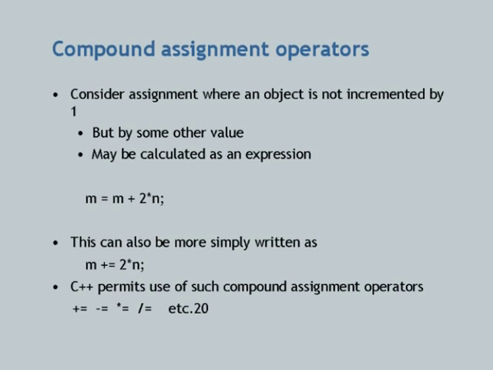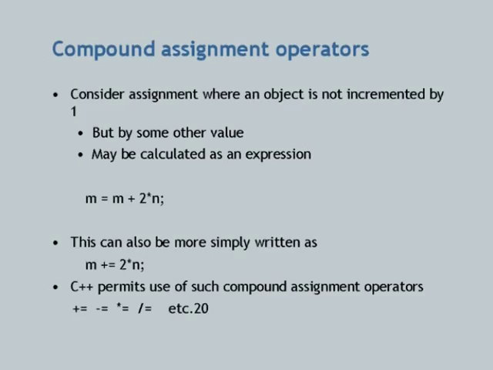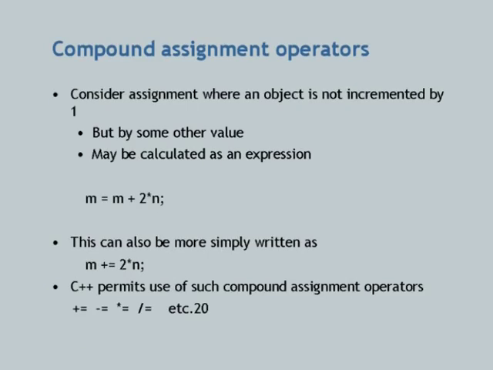An additional variation in the assignment operation. Consider a situation where I want to increment a variable, not by 1, but I want to increment it by some other value, or I want to increment it by a value which itself is computed by evaluating an expression. Consider this for example. M is equal to M plus 2 star M. Now this is clearly a reassignment operation because M is being reassigned a value based on its own previous value plus something else.